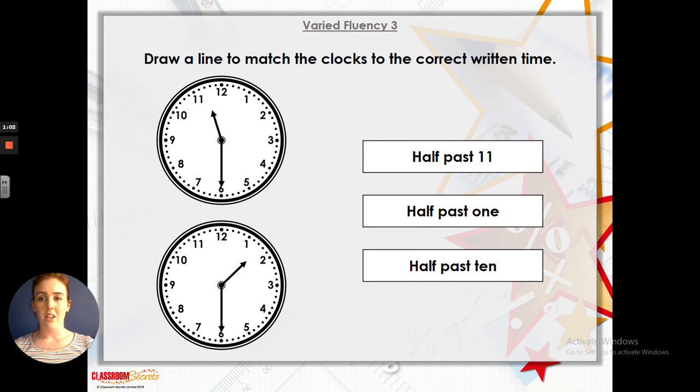Question number 3. Draw a line to match the clocks to the correct written time. Right, so I've got the minute hand at 6 again for 5:30, and the hour hand is between the 11 and 12. So that one must be 11:30. And the bottom one, I can see the minute hand is at the 6 again, and the hour hand is between the 1 and the 2. So that one must be 1:30. There we go.